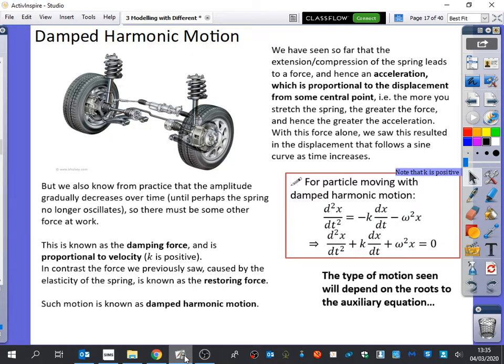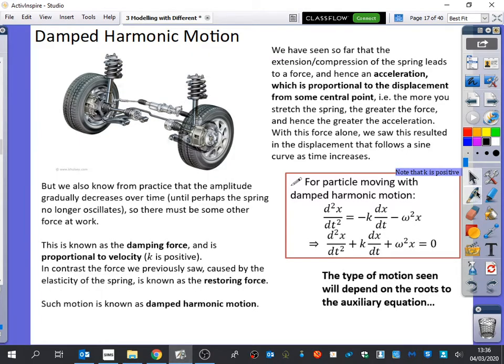So I've said here, we've seen so far that the extension or compression of the spring leads to a force and hence an acceleration, which is proportional to the displacement from some central point. I.e., the more you stretch the spring, the greater the force, and hence the greater the acceleration. And really, it would be the greater deceleration, which is why we had that minus omega squared there. With this force alone, we saw that this resulted in the displacement following a sine curve as time increases.